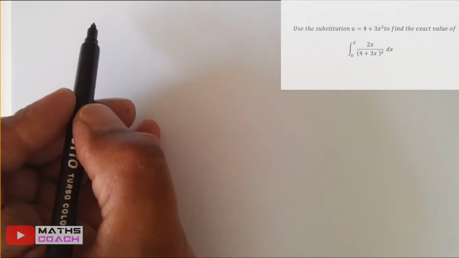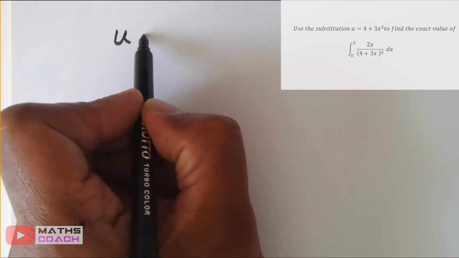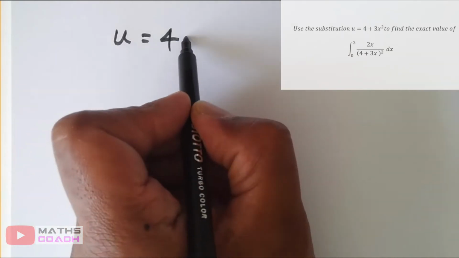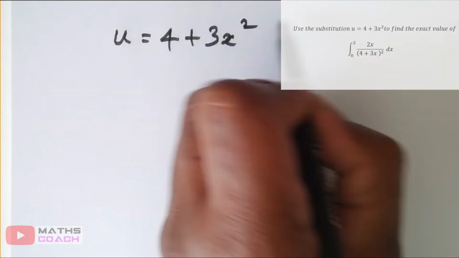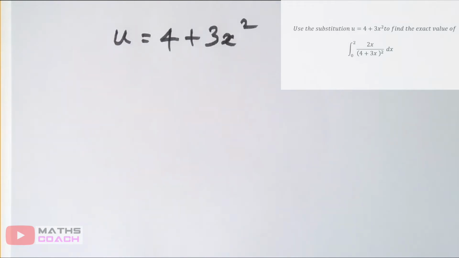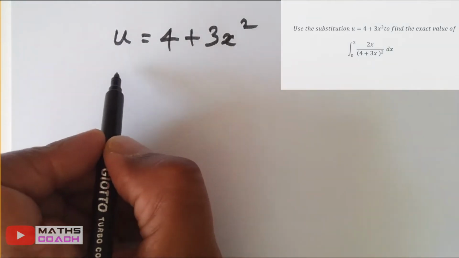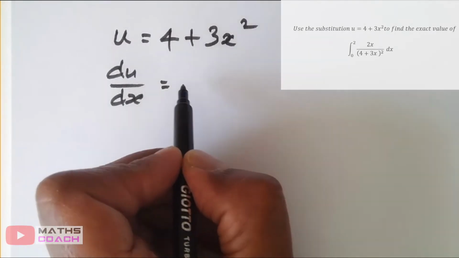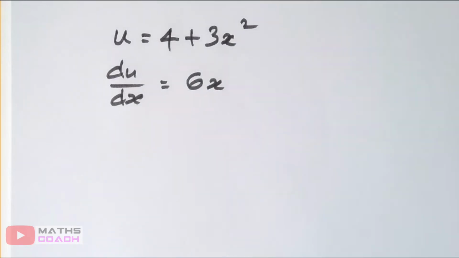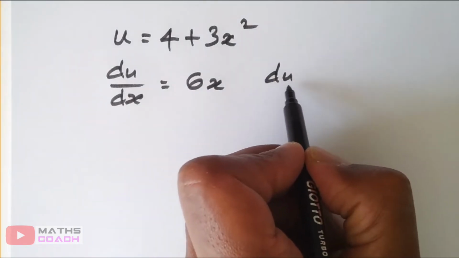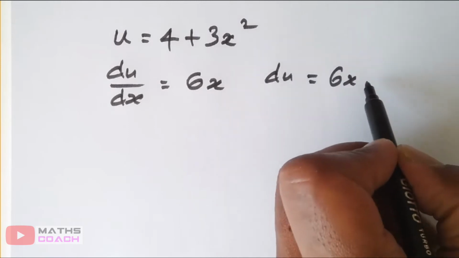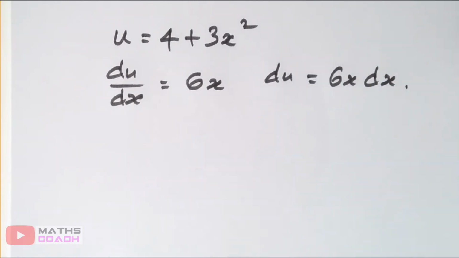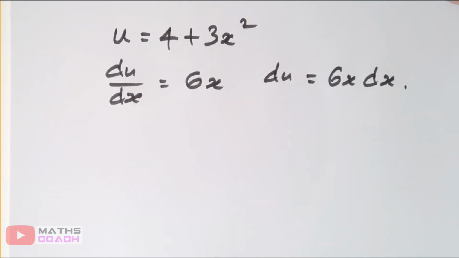Okay, so we're going to start off as usual by writing u equals 4 plus 3x squared. We're going to then differentiate that as we did earlier. We're going to get du dx, in this case, is equal to 6x. We then make du the subject, and we have 6x dx, which we'll come back to later. Some of you might have recognized where we can go from now, having looked at the question, but I'll deal with that in a moment.